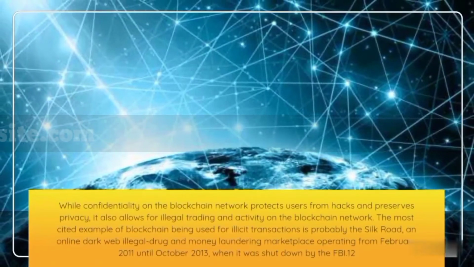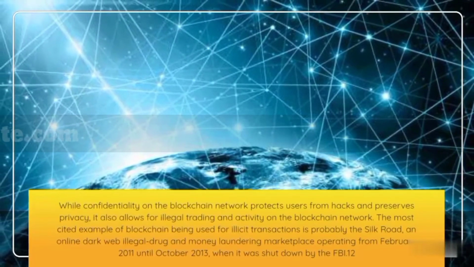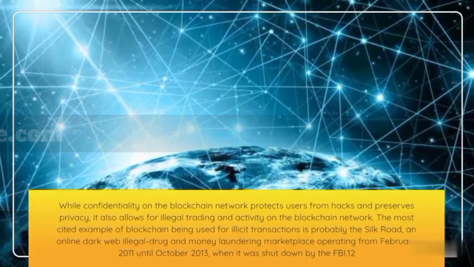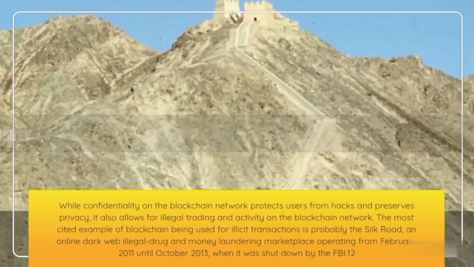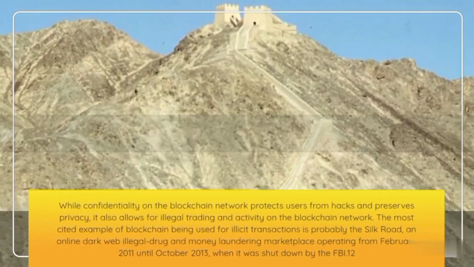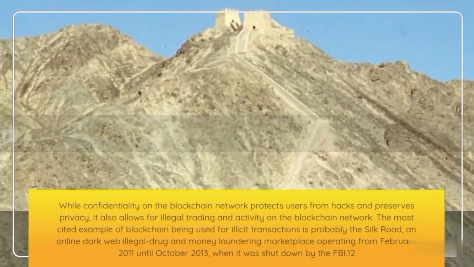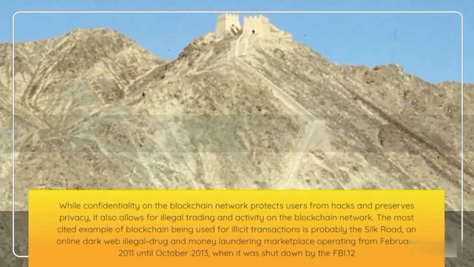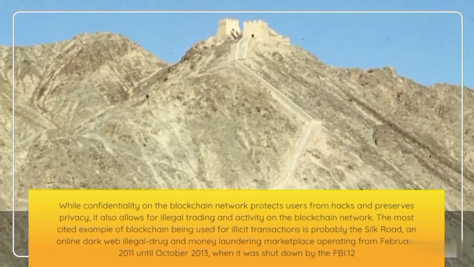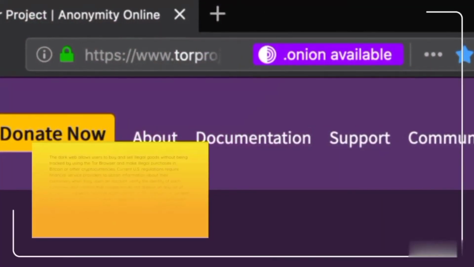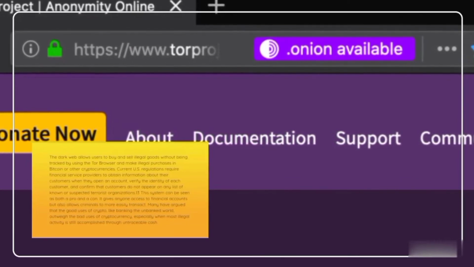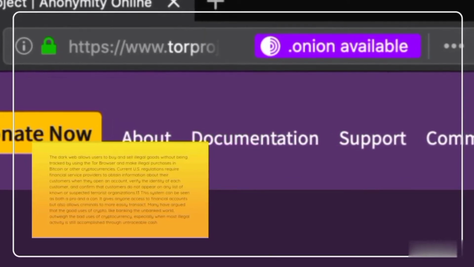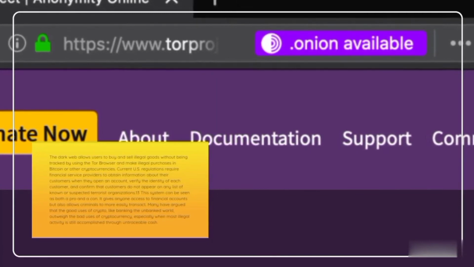Illegal activity. While confidentiality on the blockchain network protects users from hacks and preserves privacy, it also allows for illegal trading and activity on the blockchain network. The most cited example of blockchain being used for illicit transactions is probably the Silk Road, an online dark web illegal drug and money laundering marketplace operating from February 2011 until October 2013, when it was shut down by the FBI. 12. The dark web allows users to buy and sell illegal goods without being tracked by using the Tor browser and make illegal purchases in Bitcoin or other cryptocurrencies.